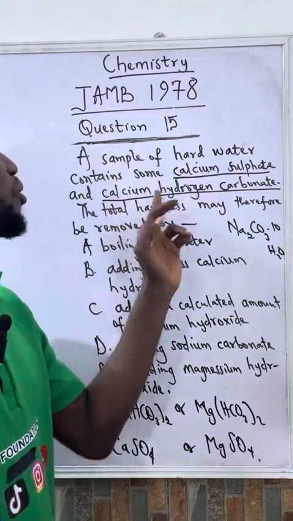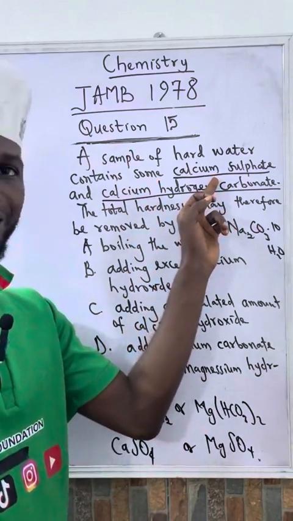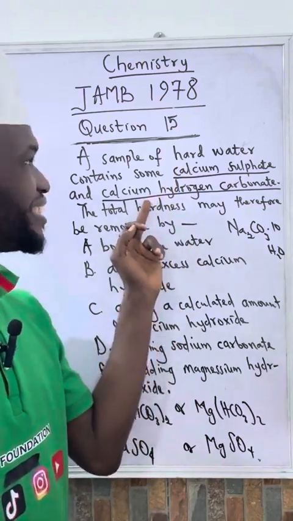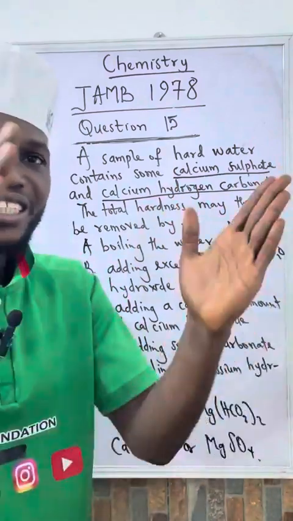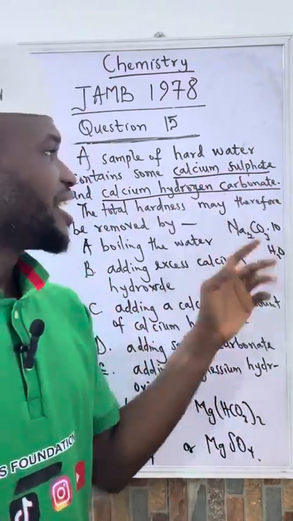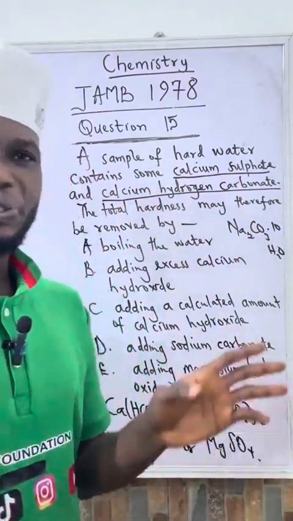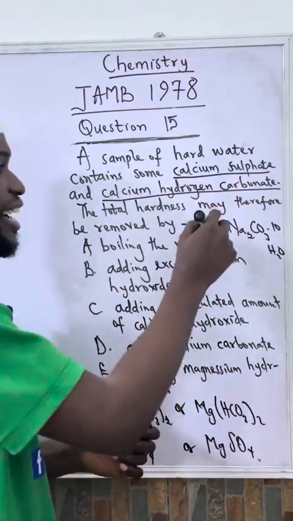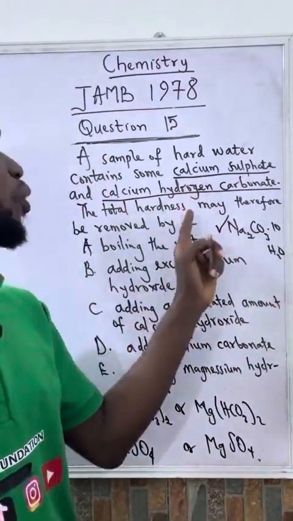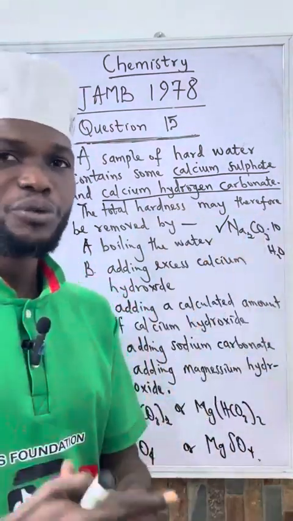So now, in this sample of water, we have both a compound that can cause permanent hardness and another one that can cause temporary hardness. Both of them are found in the same sample of water. How do we now remove this hardness? How do we make this kind of water soft? If you add washing soda to it, the washing soda can remove both temporary and permanent hardness.